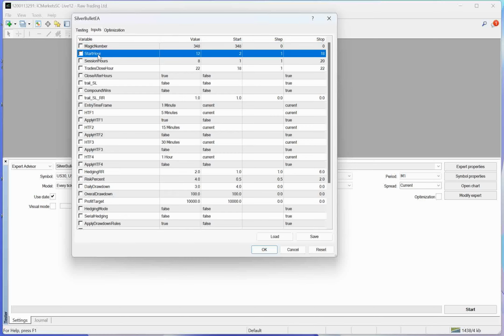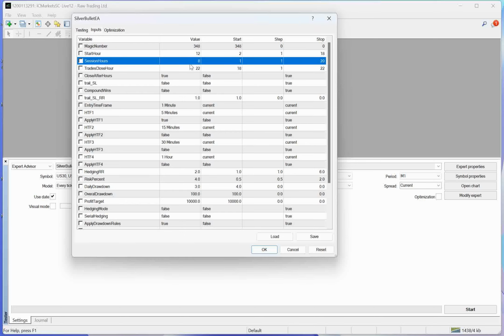Then start hour. This one is self-explanatory. It's just the time you want to run. For the next update, I can include minutes as well, but at the moment I'm just using hours because I've noticed for this strategy everybody just uses hours, so I assumed minutes are not that important. At the moment, it's saying you start at 12.